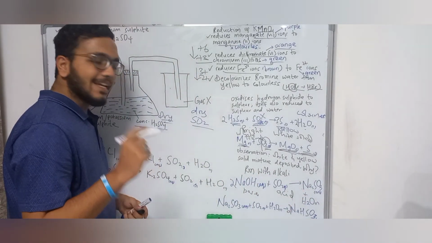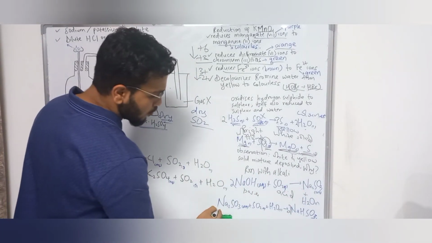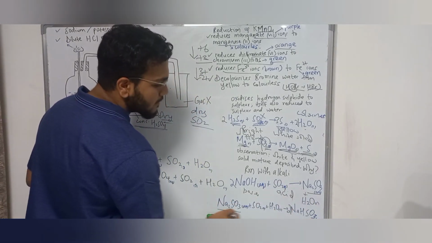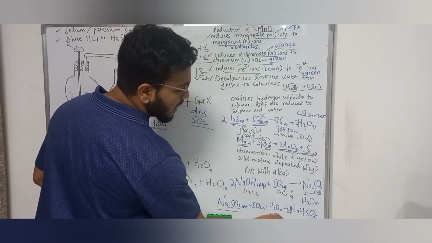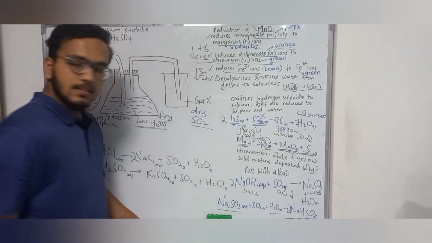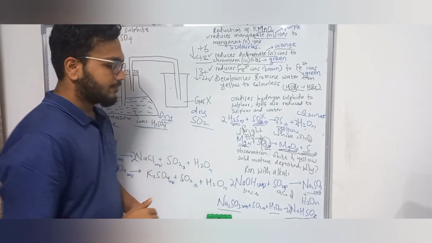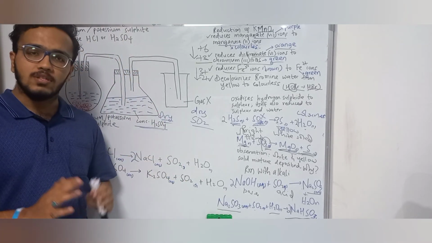However, when you bubble excess sulfur 4 oxide through the sodium sulfite, together with the water, you form sodium hydrogen sulfite, which is soluble. So I think that's it for sulfur 4 oxide.